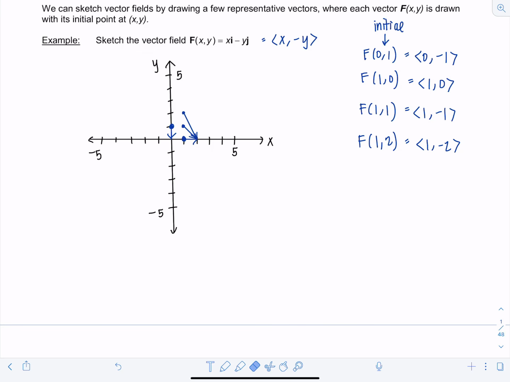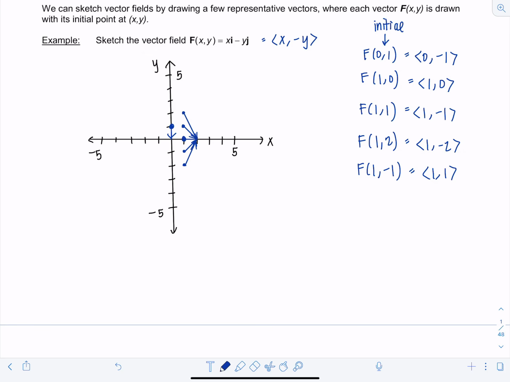What if I had f of 1, negative 1? Then I would end up with 1, 1. So if I start at 1, negative 1, again, I go back to the x-axis. And you don't have to necessarily plug them in. You can see the pattern of what's going on, right?